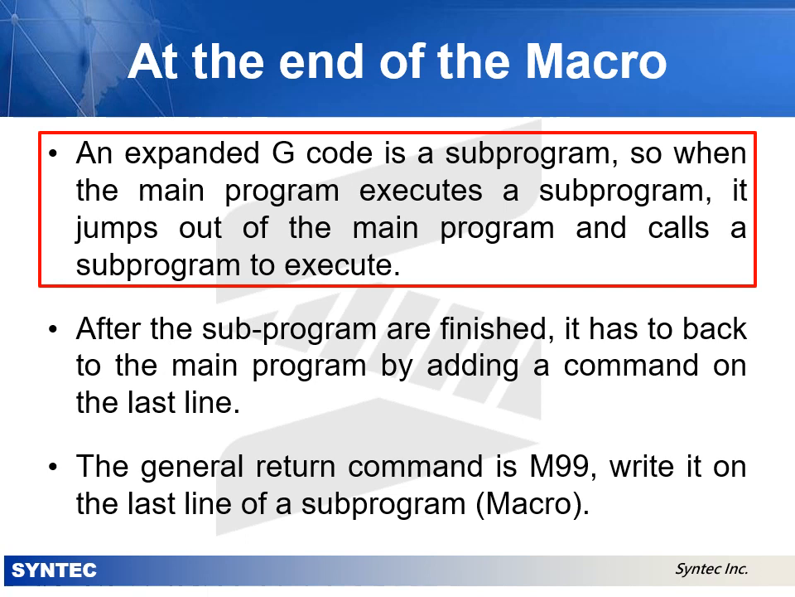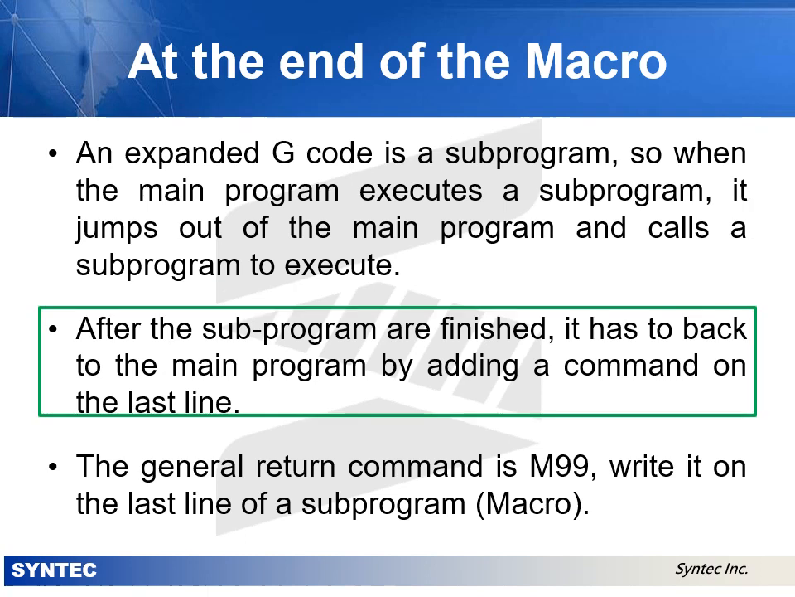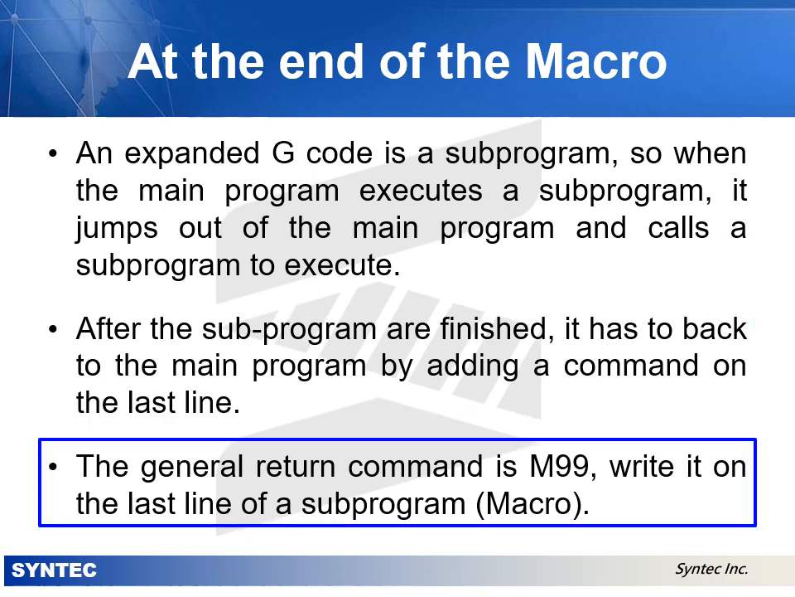An expanded G code is a subprogram, so when the main program executes a subprogram, it jumps out of the main program and calls a subprogram to execute. After the subprogram is finished, it has to go back to the main program by adding a command on the last line. The general return command is M99. Write it on the last line of a subprogram.